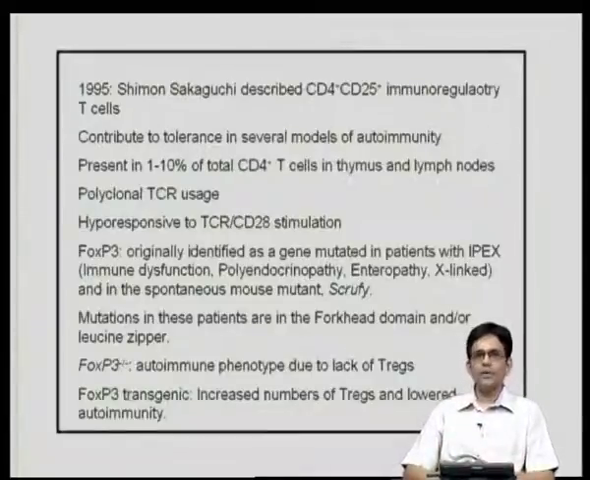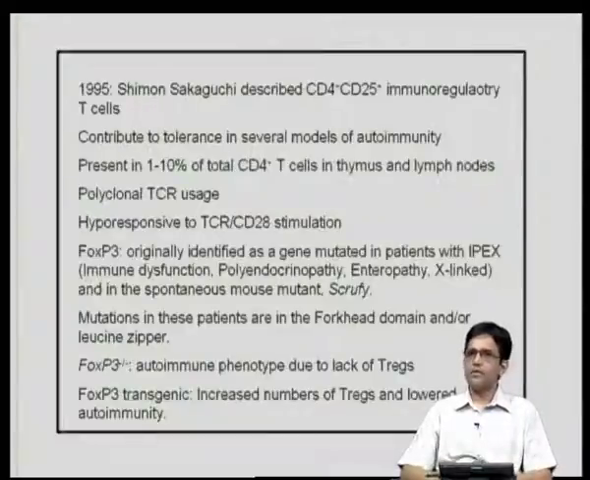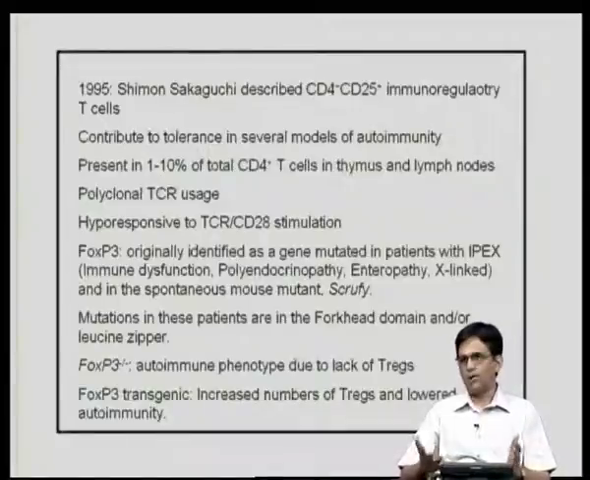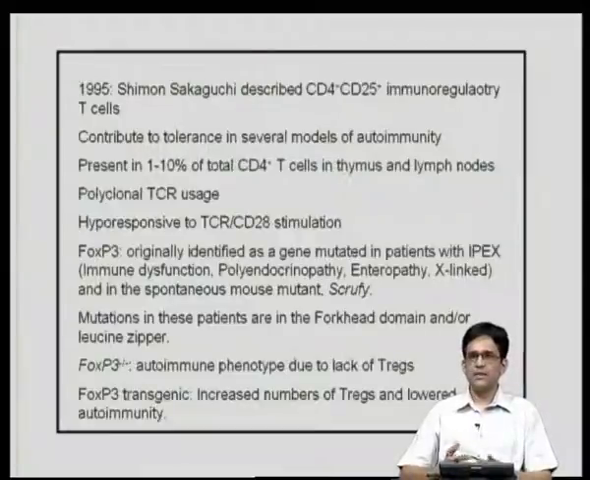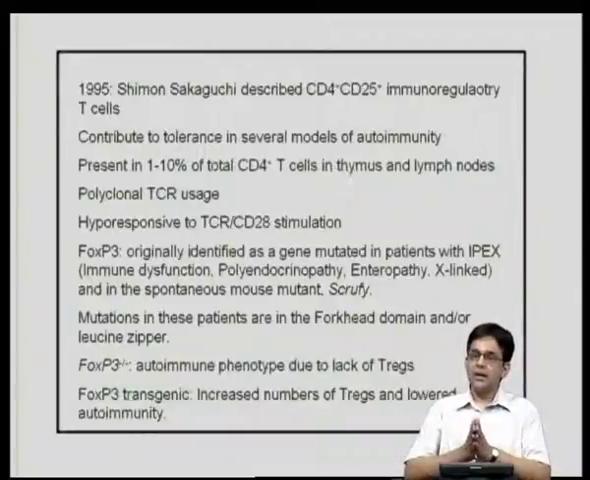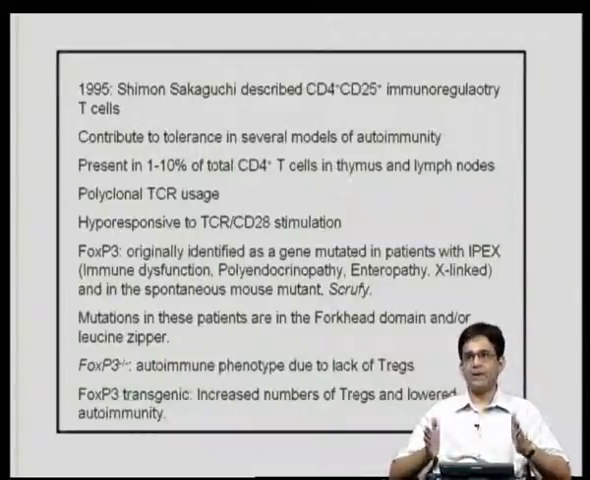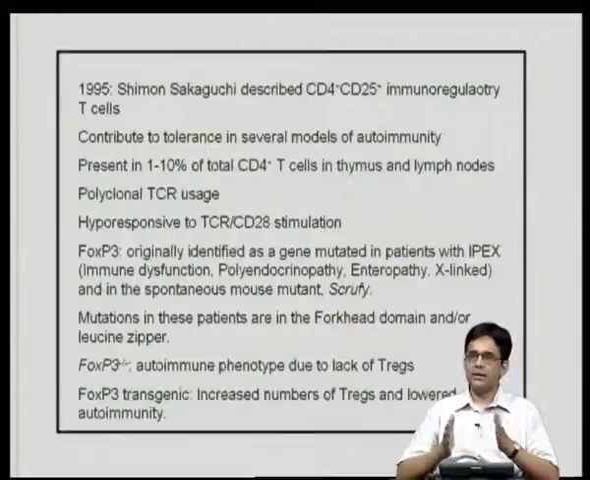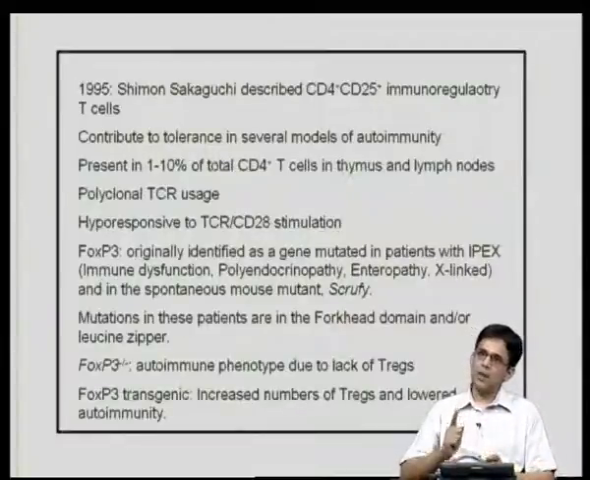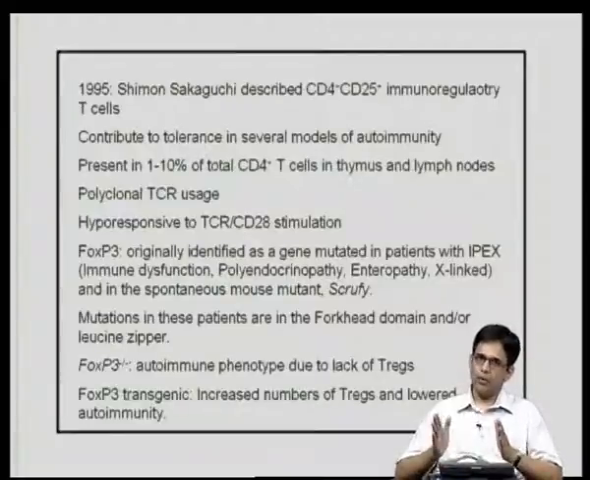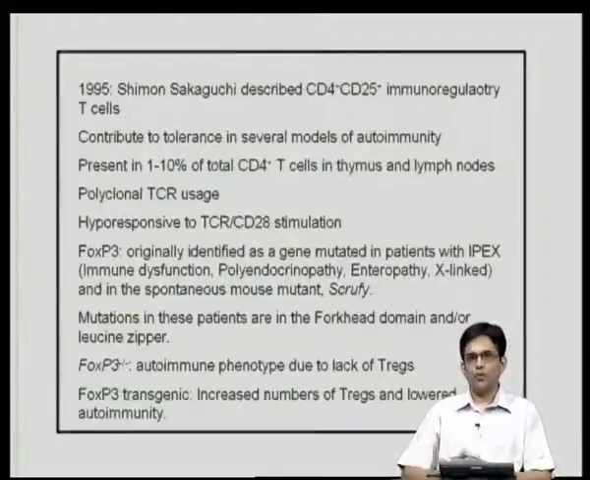Now, what has been shown is that they contribute to tolerance in several models of autoimmunity. They are present under normal states without activation, about 1 to 10% of your total CD4 positive cells in thymus and lymph node express it. They have a polyclonal TCR usage. That means they would be recognizing different sorts of antigens, maybe some self antigens, but it is not because of proliferation of only one type of cells or one type of antigen.